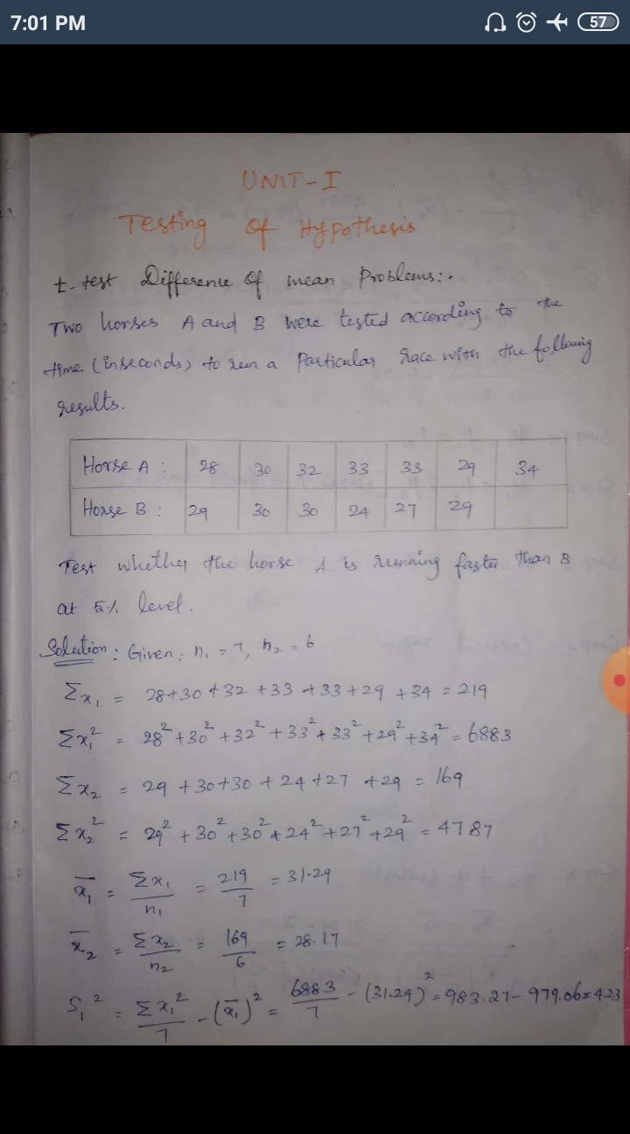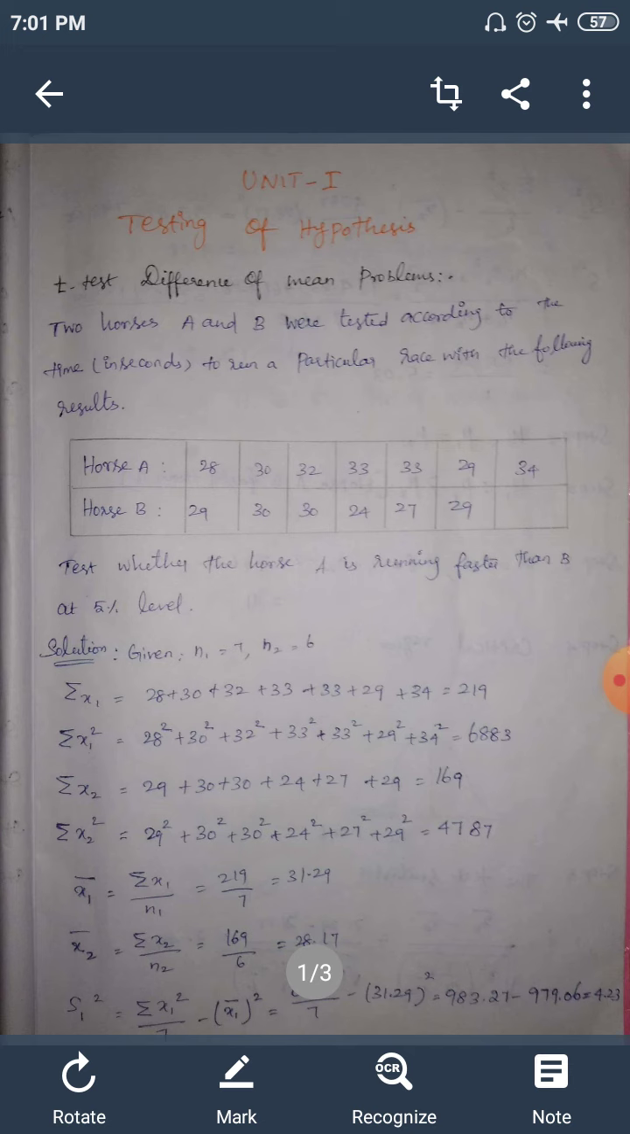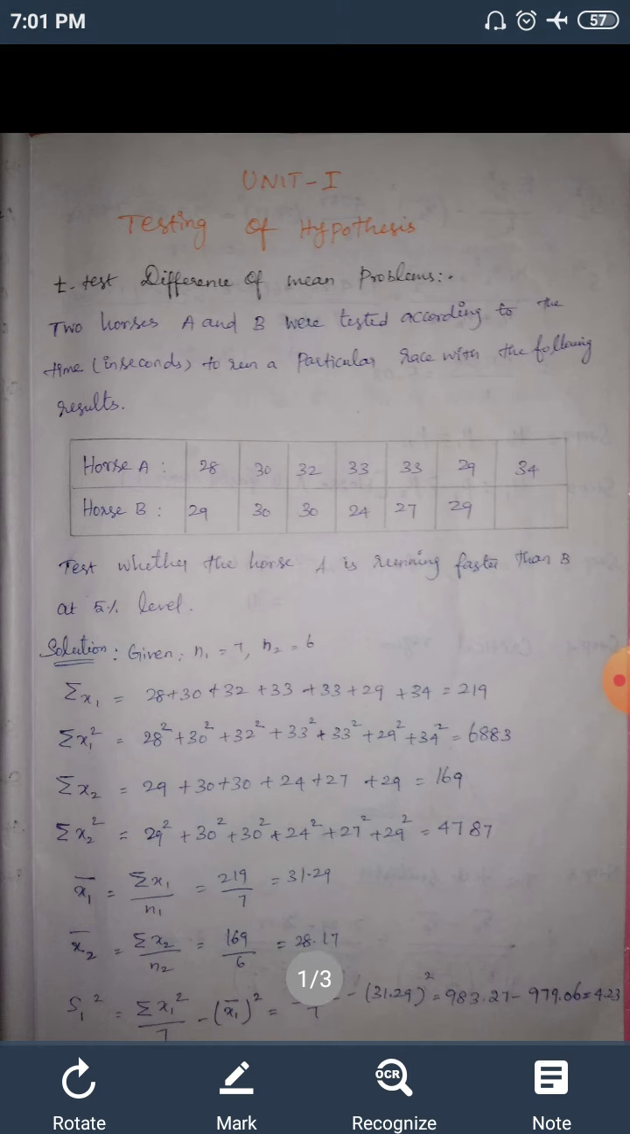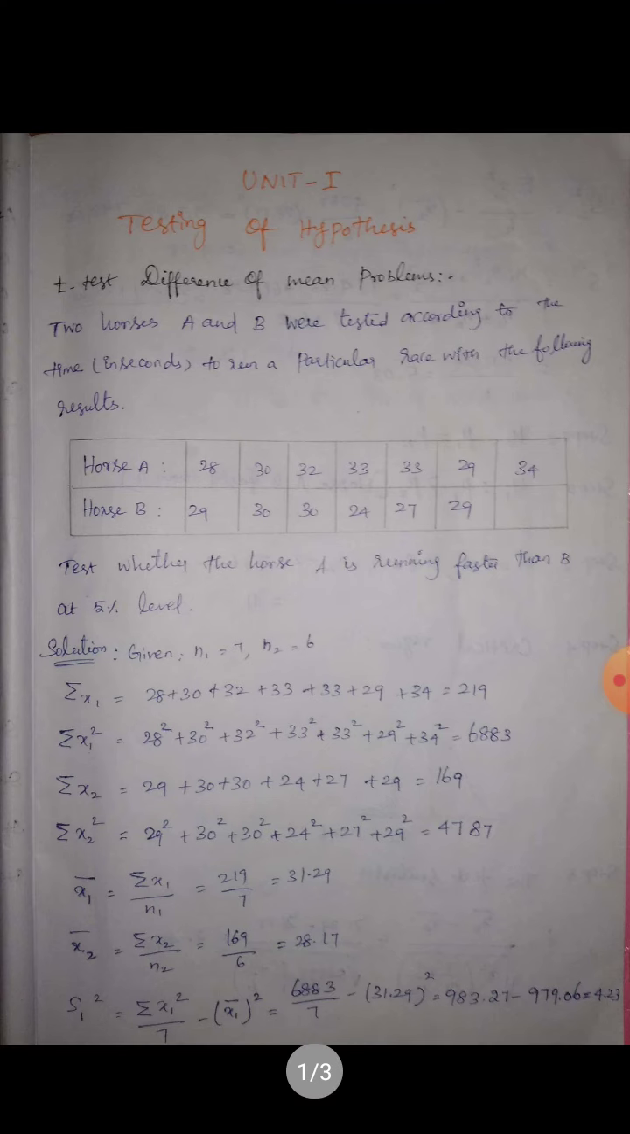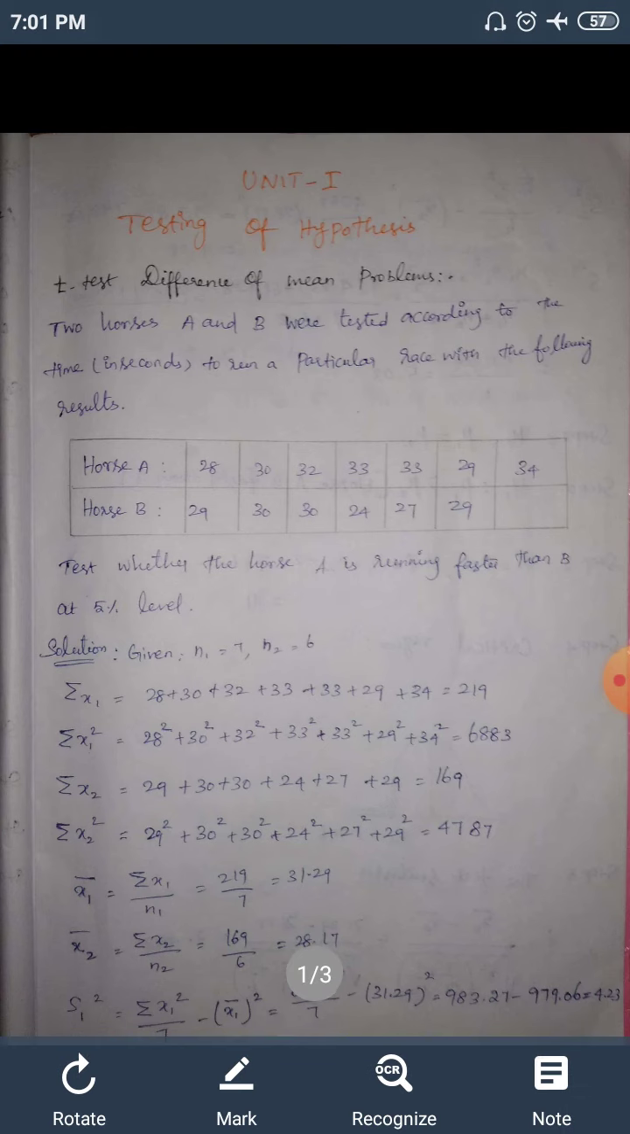First find the summation of x1. Add all the data for horse A, and then summation of x1 square, the individual data squared and then added. Then summation of x2 and summation of x2 square, which is 4787. Then find the mean value. x1 bar equals summation of x divided by n1, so 31.29. And x2 bar equals summation of x divided by n2, the value is 28.17.